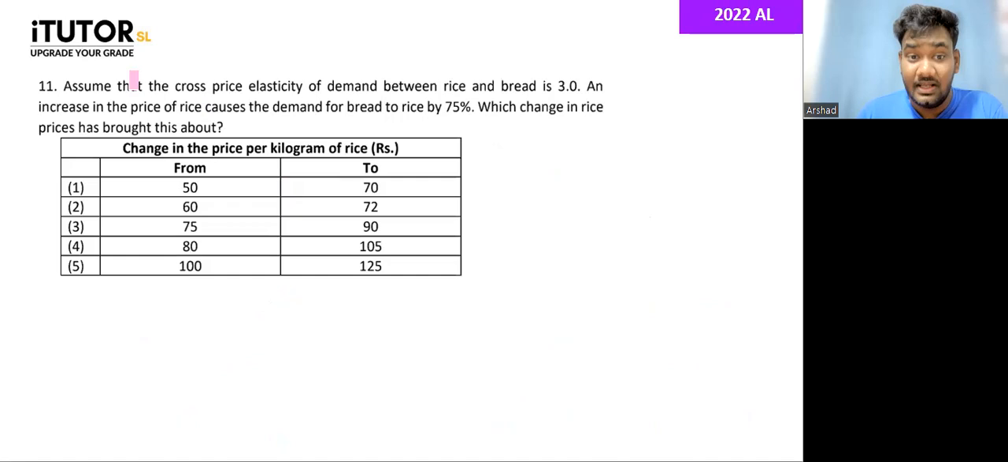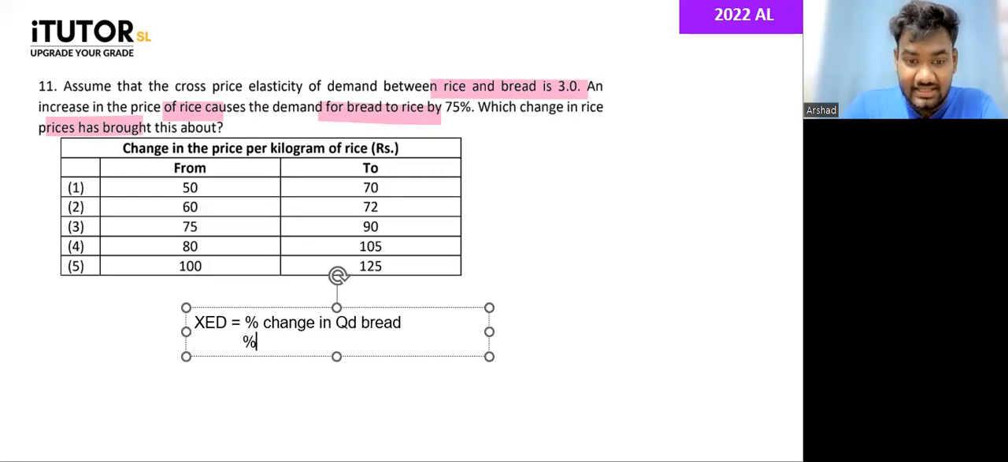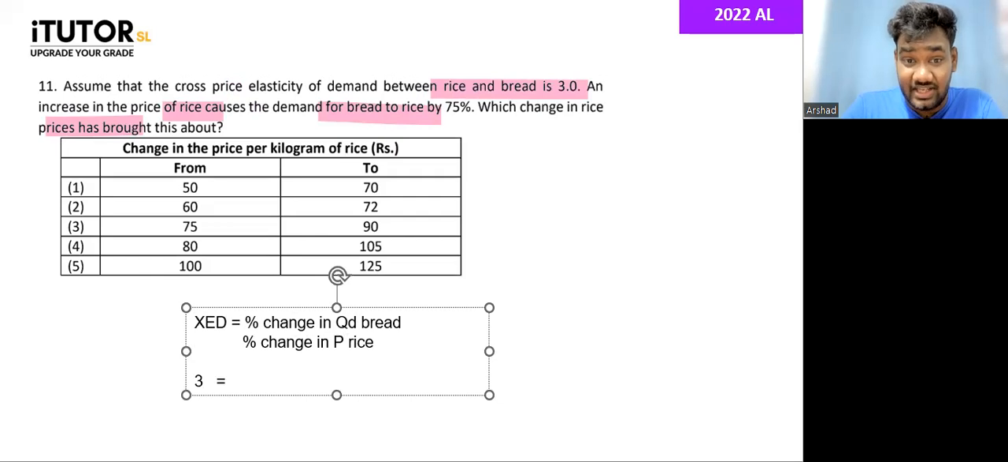Okay. Next one. Assume that the cross price elasticity of demand between rice and bread is 3. Good question. An increase in the price of rice causes the demand for bread to rise by 75%. What change in rice has brought about this? The same question was there. Remember, we calculated percentages. XED equals percentage change in QD of bread divided by the percentage change in price of rice. So they are saying XED is 3. Percentage change in QD, so the demand for bread rises by 75%. It's a rise, small mistake.